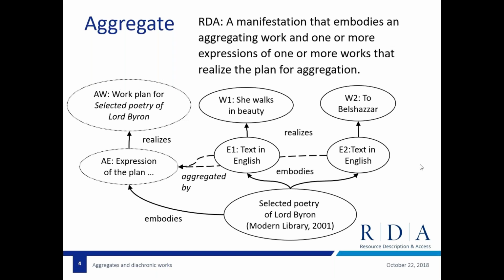And that means that if you've got this aggregating work in 3 different carrier types, 3 different manifestations, microform, print, online, we don't have to do the whole diagram every time. We can go to the expression of the plan and then just go down to each of the manifestations. So it's a kind of shorthand way of describing the same model.